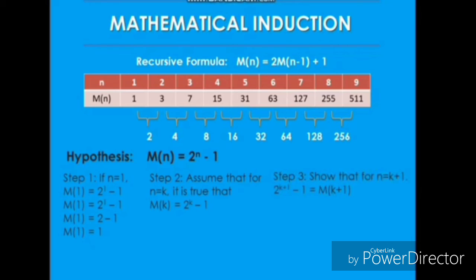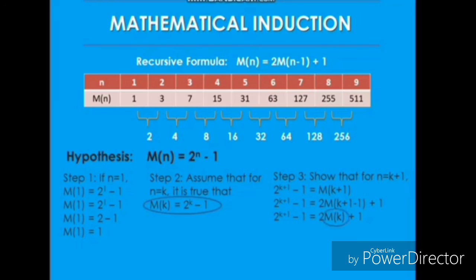Then for the last step, show that for n is equal to k plus 1, 2 raised to k plus 1 minus 1 is equal to m of k plus 1. So we manipulate that m of k plus 1. We change the n in the recursive formula to k plus 1. So m of k plus 1 is equal to 2 m of k plus 1 minus 1, plus 1. Then we cancel 1 minus 1 and what is left is 2 m of k plus 1.